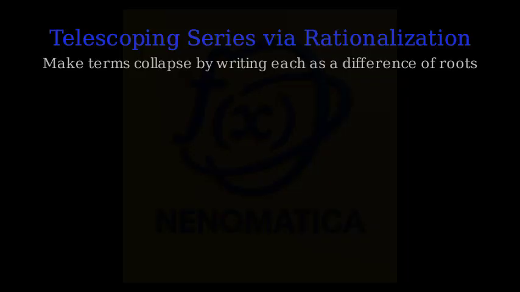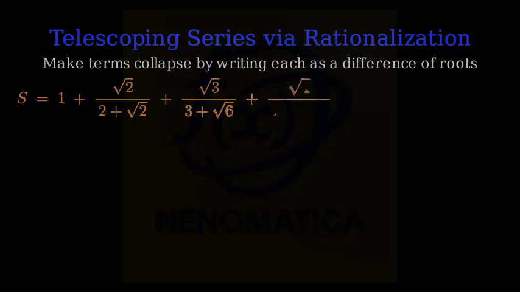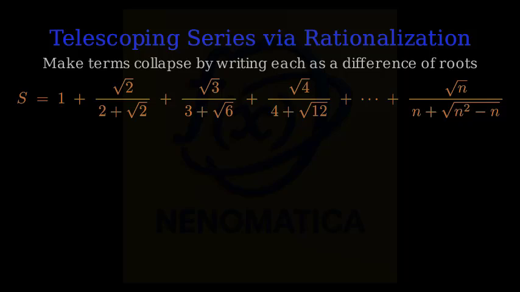In this video, we will solve a beautiful telescoping series using rationalization. The final answer will turn out to be the square root of n. Here is the sum s. Read it as 1 plus square root of 2 over 2 plus square root of 2 plus square root of 3 over 3 plus square root of 6, and so on up to the nth term.